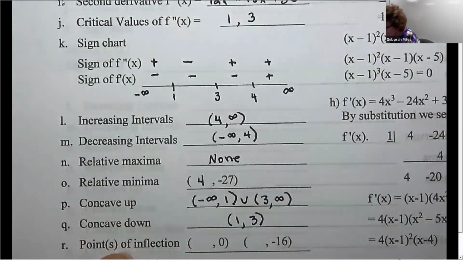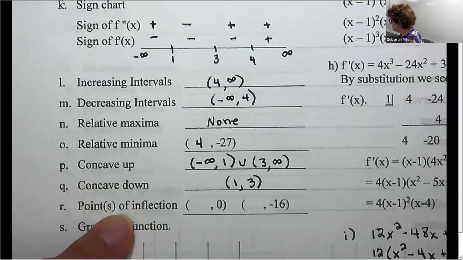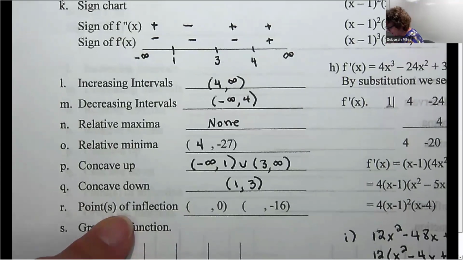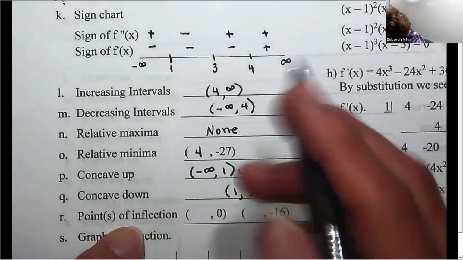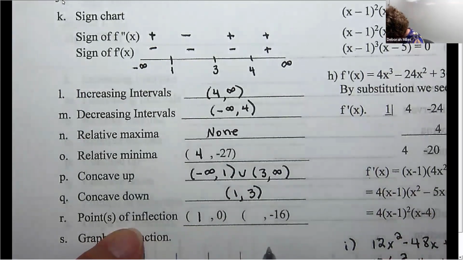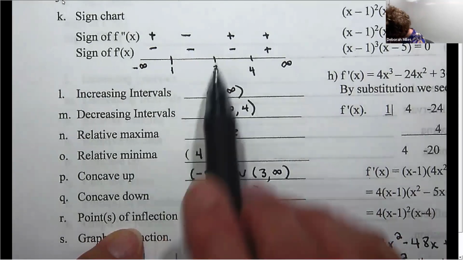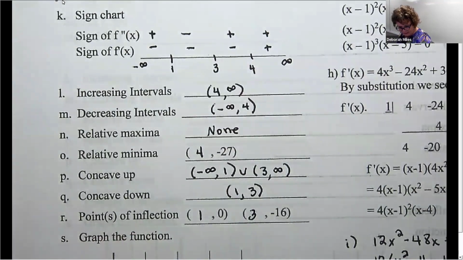How do I identify points of inflection? So just wherever second derivative changes signs. Where's the first place that the second derivative changes signs? 1. And if I let x be 1, I got y as 0. What's the other place the derivative changes signs? Second derivative changes signs at 3. So my 2 inflection points are 1, 0, and 3, negative 16.